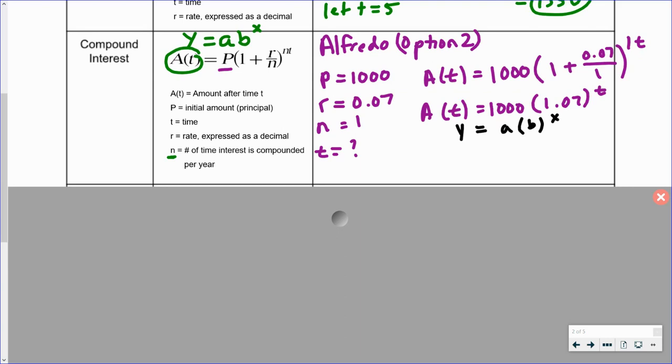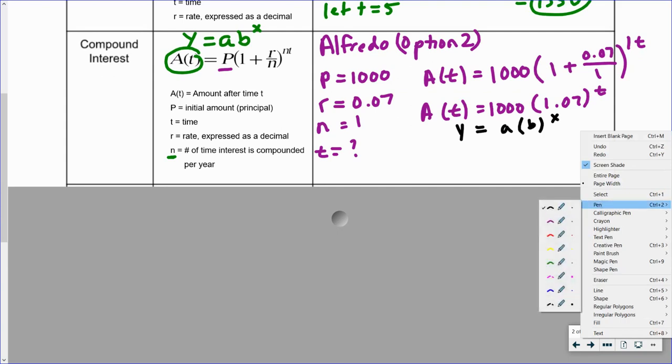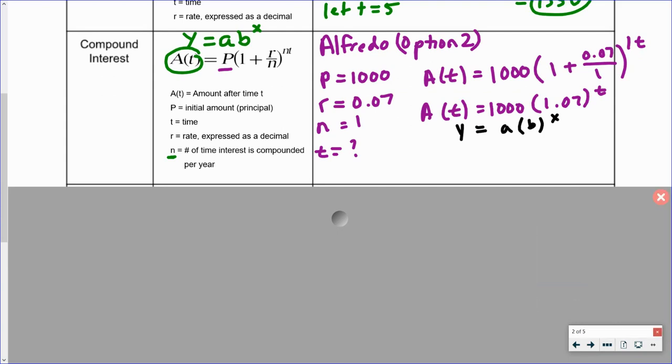All right, so again, let's say that we wanted to evaluate this for a specific time. So let's say after 5 months, we would do the exact same thing as before. A of 5 equals 1,000 times 1.07 raised to the 5th power. I did this out on my calculator and I got, to 2 decimal places, $1,402.55.